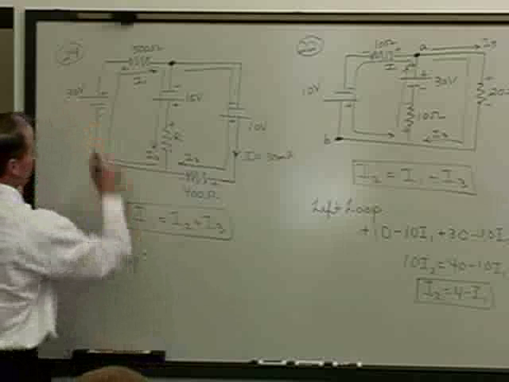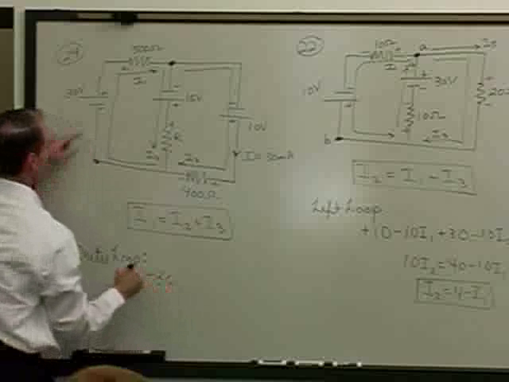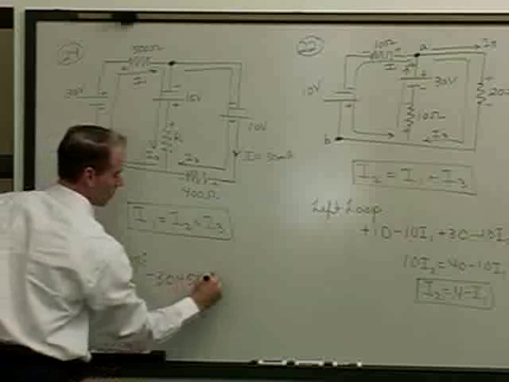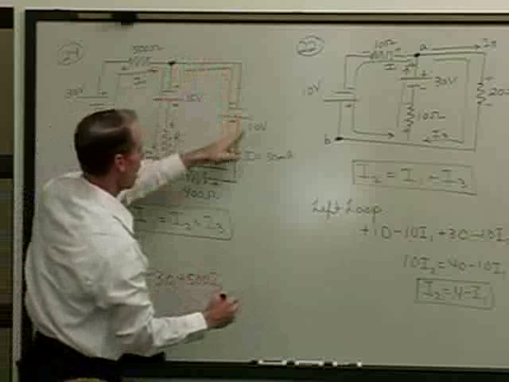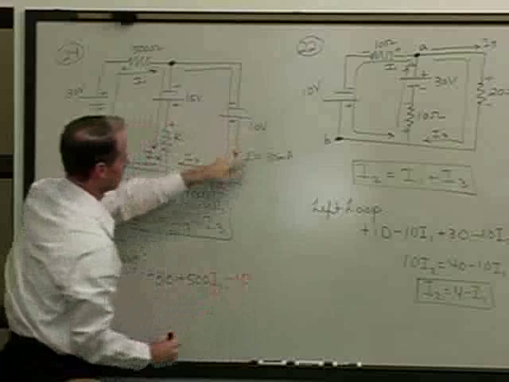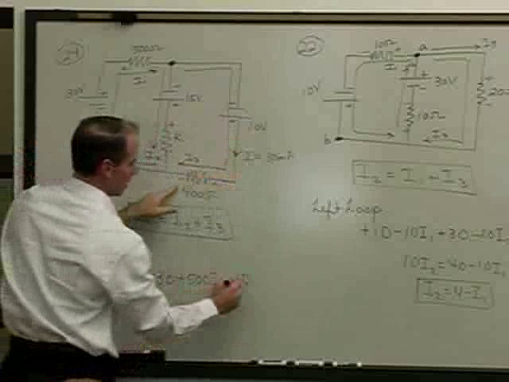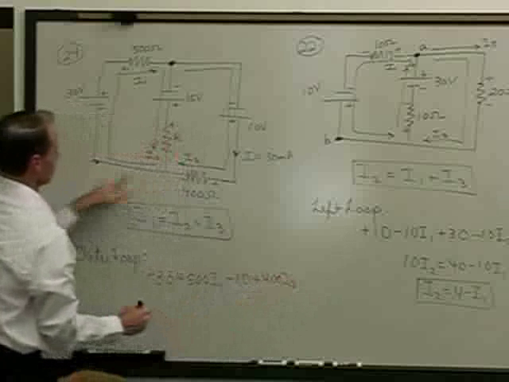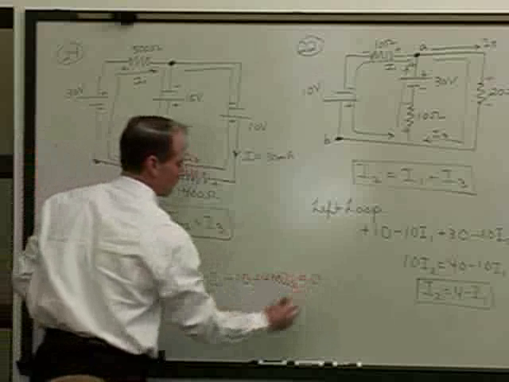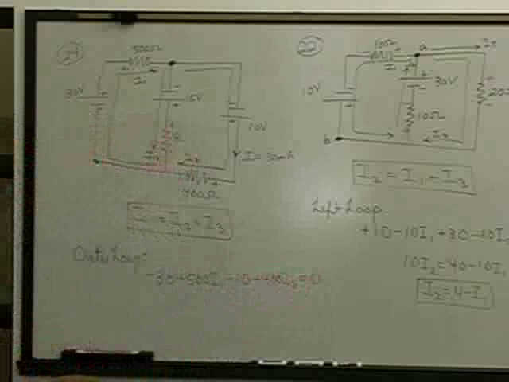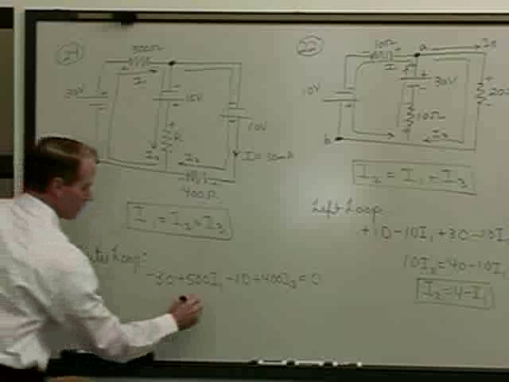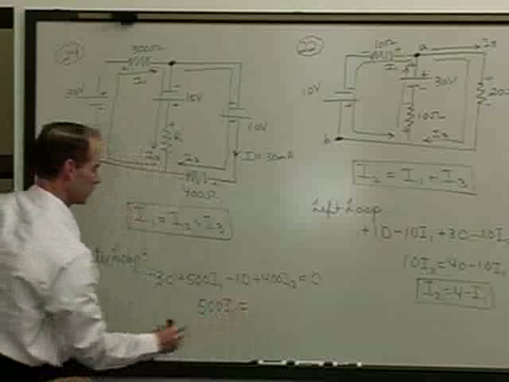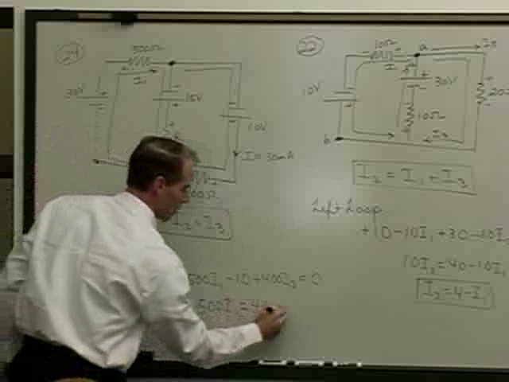So I'm going to do that outer loop. I'll have negative 30 plus 500 I1 minus 10 plus 400 I3 equals 0. Solve this for I1. We have 500 I1 is equal to 40 minus 400 I3.